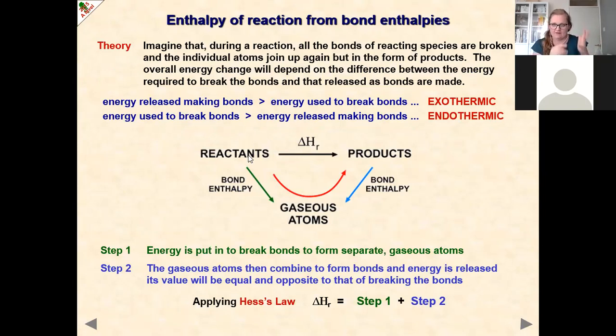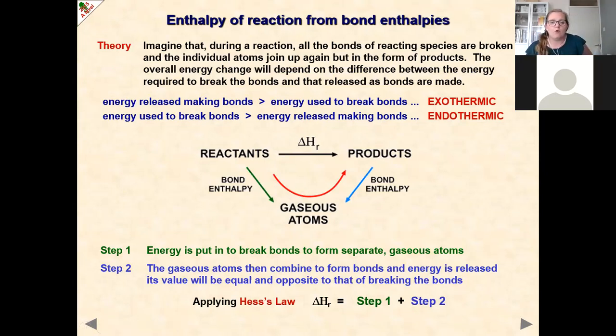So basically we're going from here to here, and we work out the energy change to break those bonds. What is the endothermic energy to break those bonds? What is the exothermic energy to make those bonds? And how do we get there? If the energy released making bonds is greater than the energy used to break bonds, it's exothermic. Vice versa, it's endothermic.